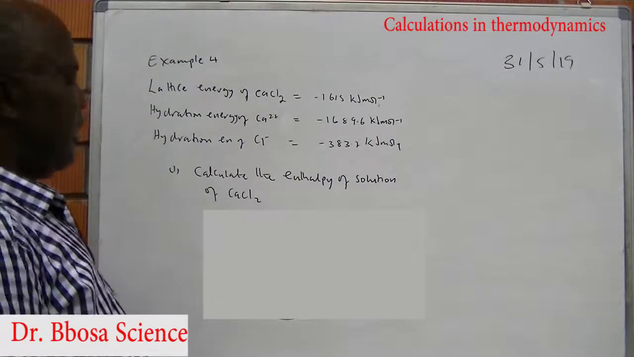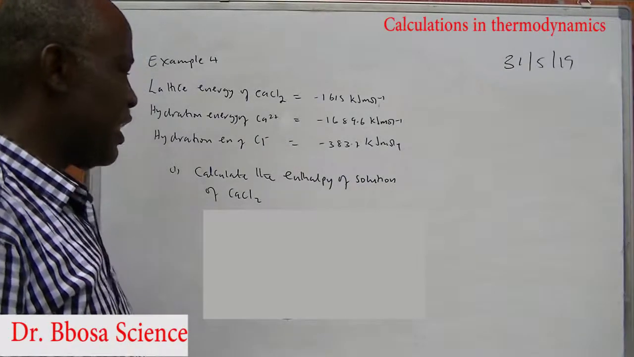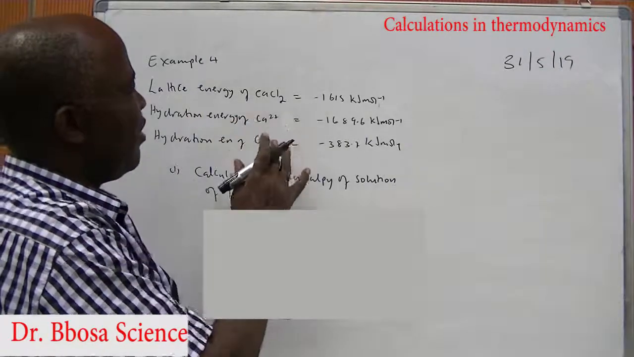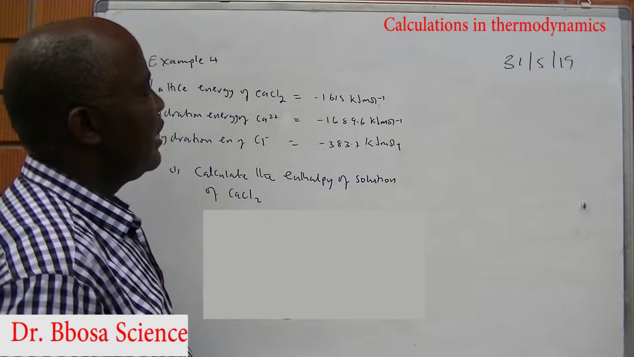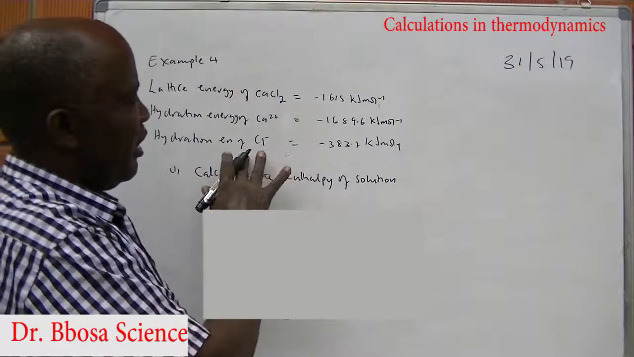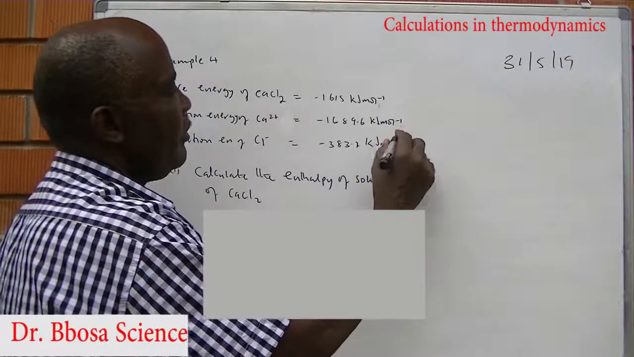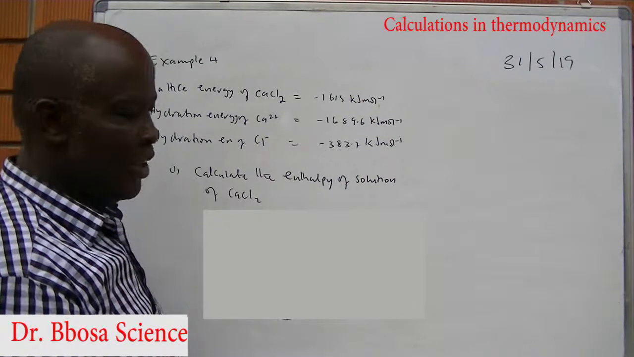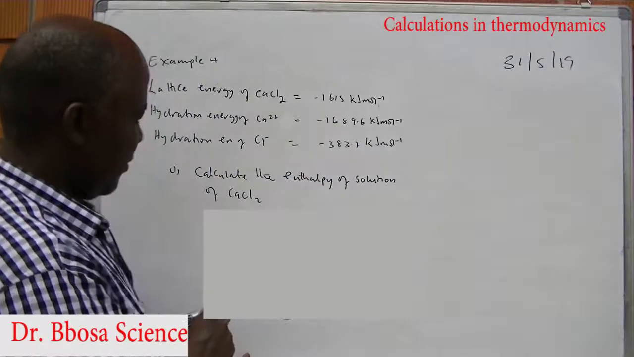Example 4. Lattice energy of calcium chloride is negative 1,615 kilojoules per mole. Hydration energy of calcium is negative 1,689.6 kilojoules per mole. Hydration energy of chloride ion is negative 383.7 kilojoules per mole. Calculate the enthalpy of solution.